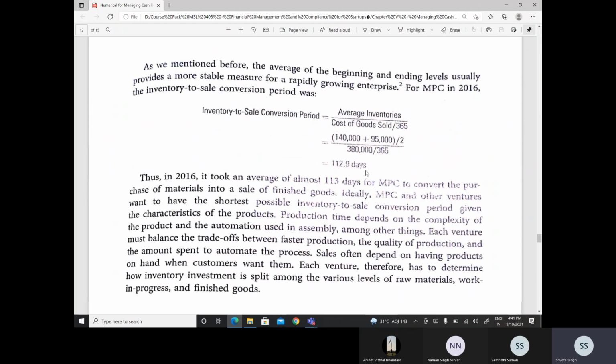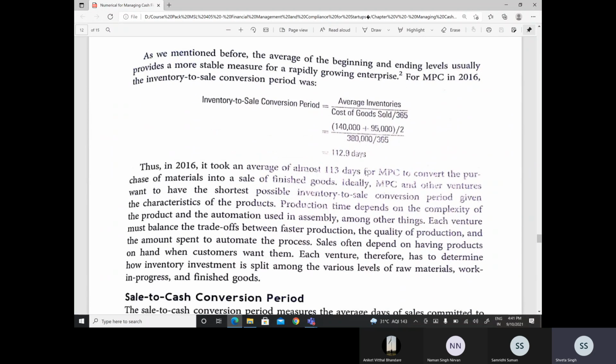So as we mentioned before, the average of the beginning and ending levels usually provides a more stable measure for a rapidly growing enterprise. Whenever we calculate any ratios, and we'll be doing ratios in greater detail in the next chapter, we always try and take average figures wherever possible. Ideally, you should be able to take a daily average if you have the daily data, or monthly averages.